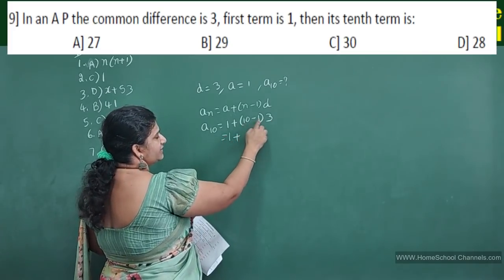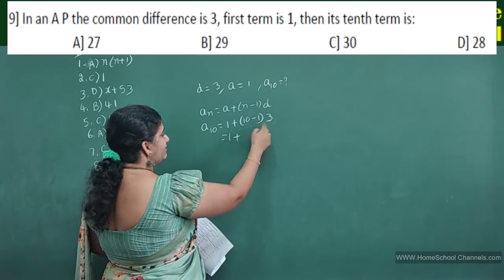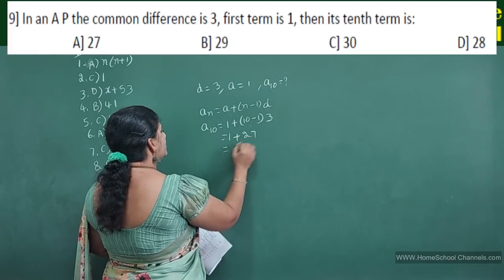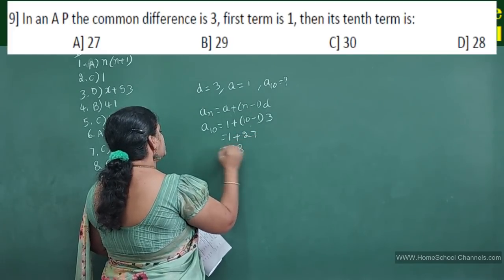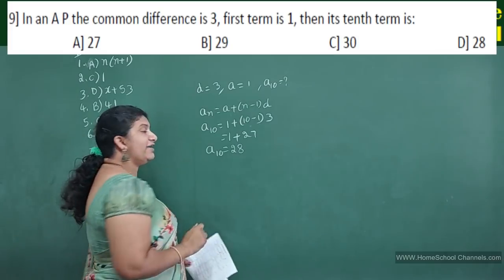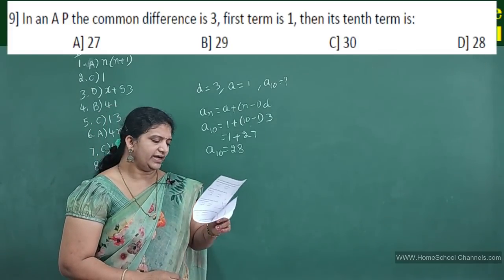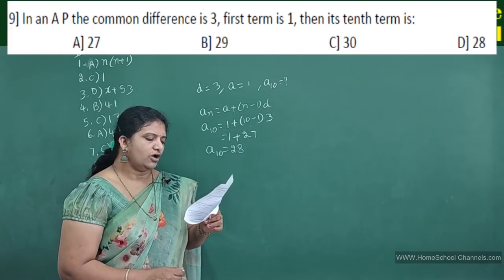1 plus 10 minus 1, 9. 9 3s are 27. 27 plus 1, 28. Therefore, the 10th term is 28. Check for the option. Option D.